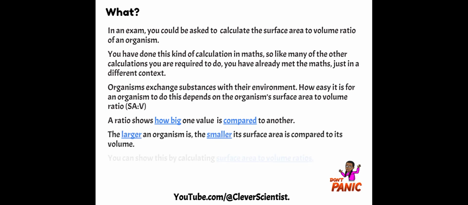Organisms exchange substances with their environment. How easy it is for an organism to do this depends on the organism's surface area to volume ratio. A ratio shows how big one value is compared to another. The larger an organism is, the smaller its surface area is compared to its volume. You can show this by calculating surface area to volume ratios.